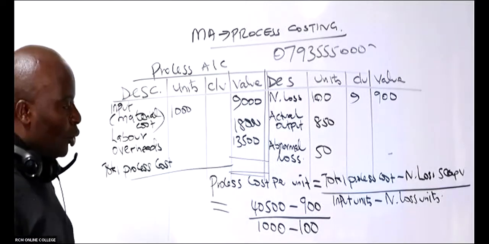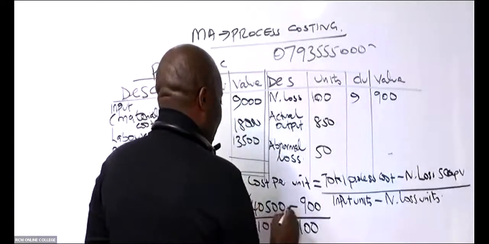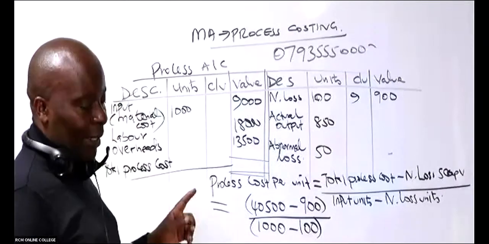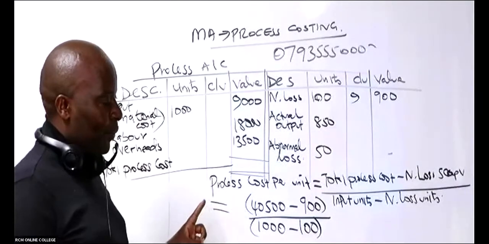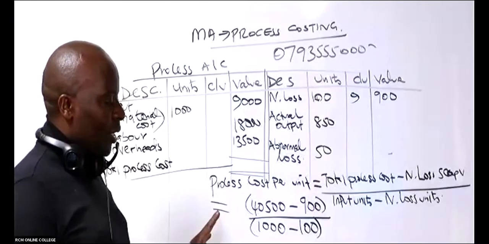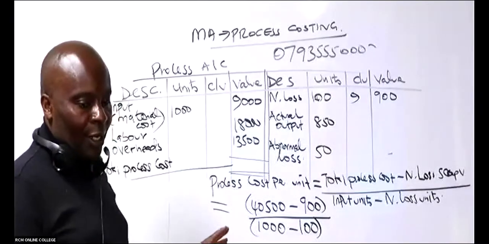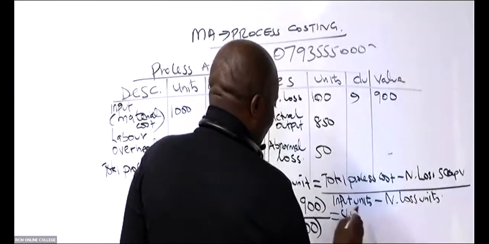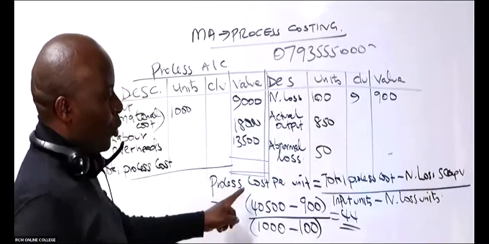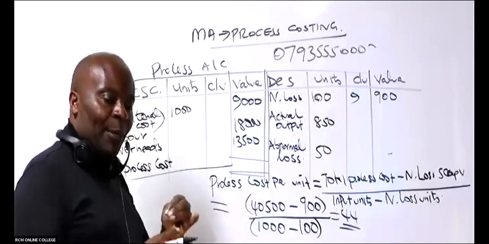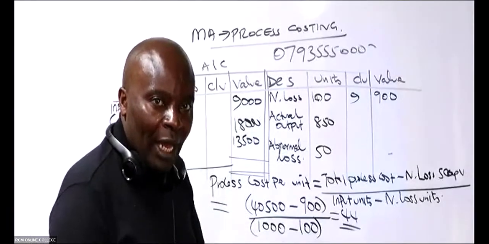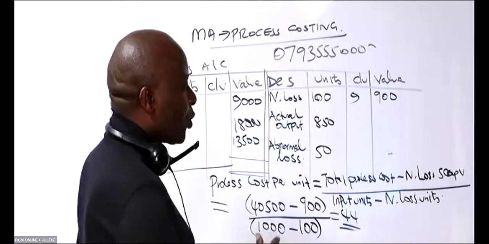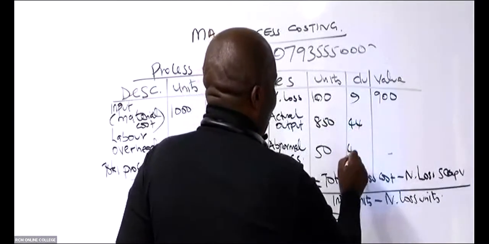Is there someone who is able to do their abracadabra here until they give us the final answer? So you say open brackets, 4,500 minus 900 close, divided by open brackets, 1,000 minus 100 close. These ninjas are giving me a figure of 44. So remember, 44 is the process cost per unit, applicable for actual output, abnormal loss, and what we shall be calling abnormal gain. So here, you put 44 like that.